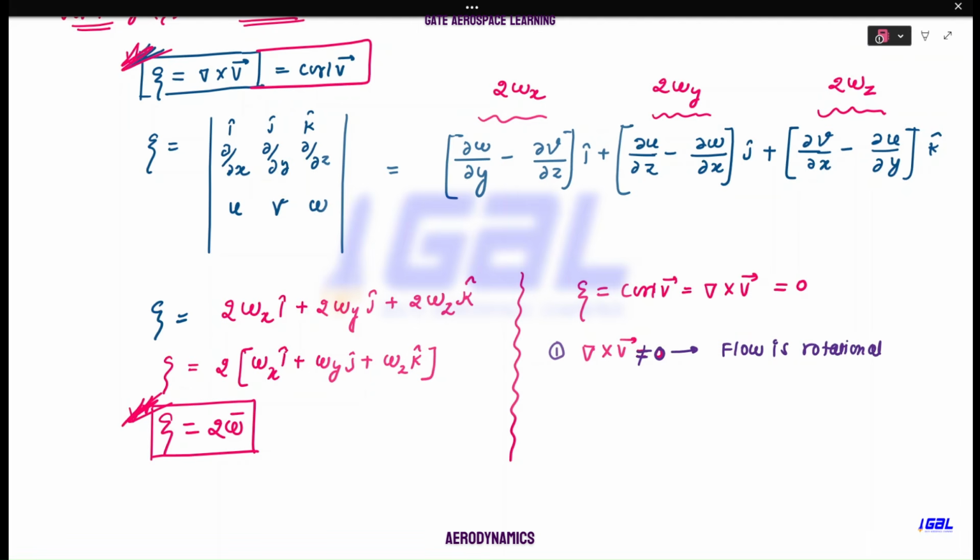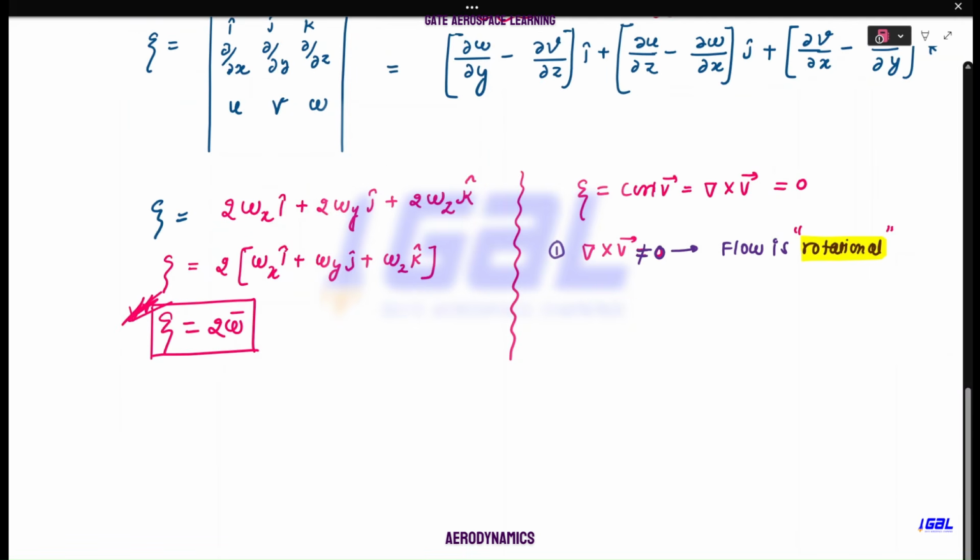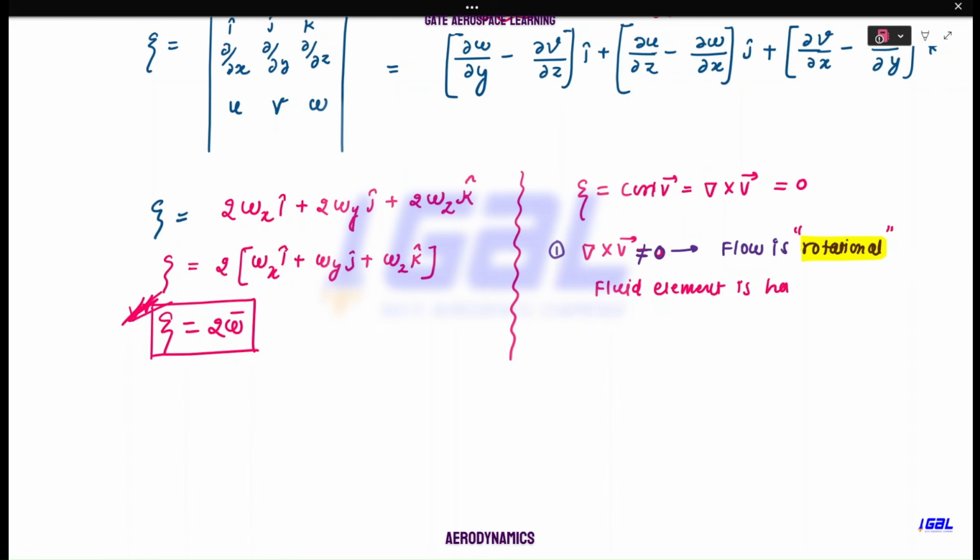Very important deduction. Please write this; it has already been asked in your GATE exam. If this condition is satisfied, then we call it a rotational flow. That implies that the fluid elements have a finite angular velocity. That means, let me write this, the fluid element is having a finite amount of angular velocity.